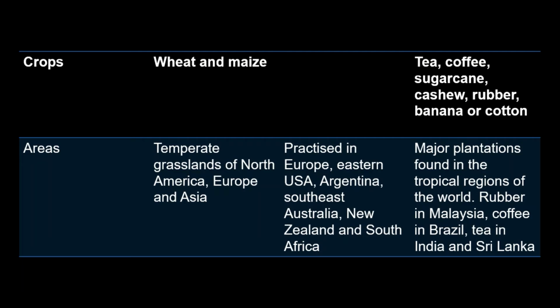Crops: wheat and maize; tea, coffee, sugarcane, cashew, rubber, banana or cotton. Areas: temperate grasslands of North America, Europe and Asia. Mixed farming is practiced in Europe, Eastern USA, Argentina, Southeast Australia, New Zealand and South Africa. Major plantations are found in the tropical regions of the world: rubber in Malaysia, coffee in Brazil, tea in India and Sri Lanka.